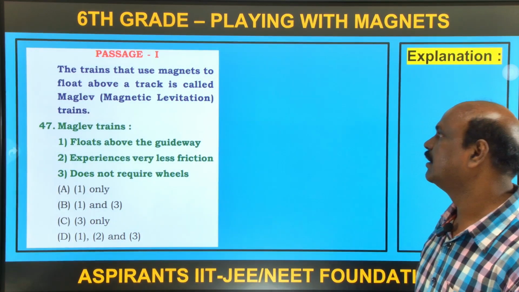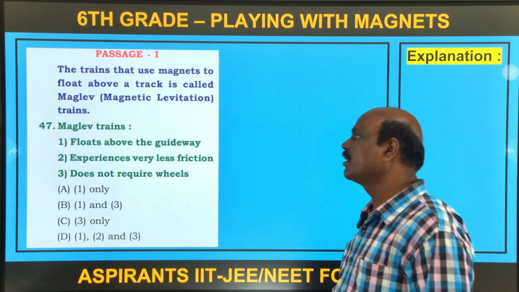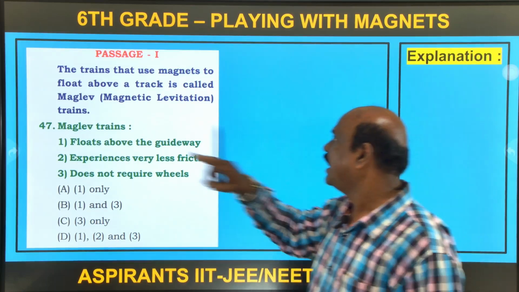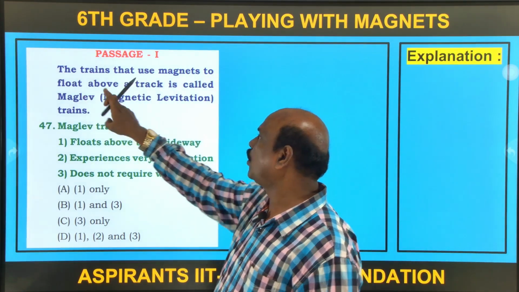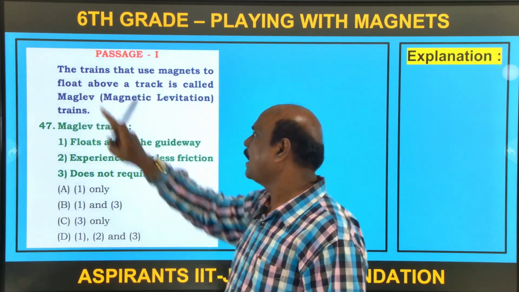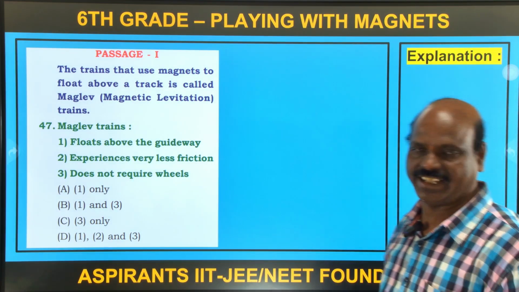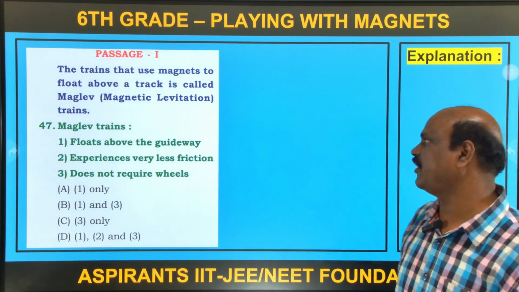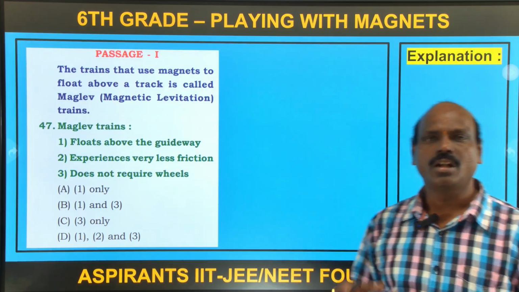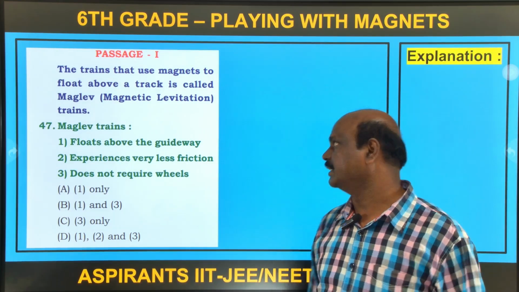Next, passage type questions. Here they gave a passage: a train that uses magnets to float above a track is called a maglev. That is called magnetic levitation trains. These magnetic levitation trains use magnetic properties.